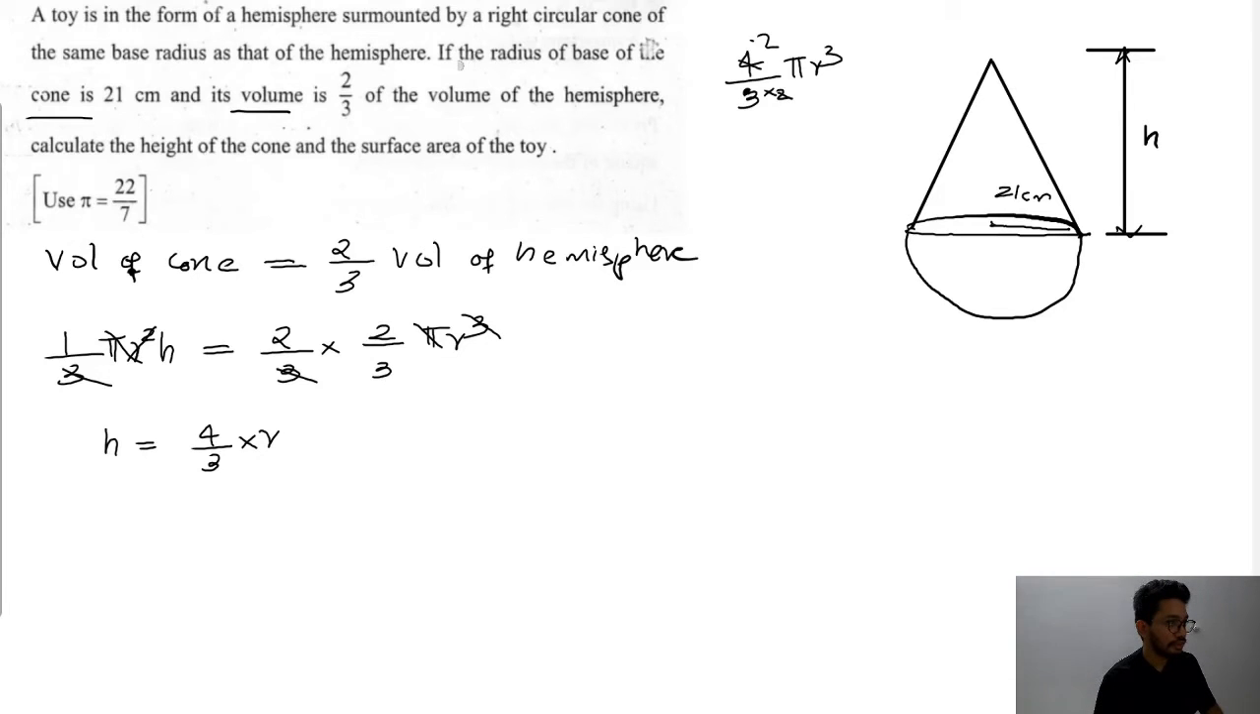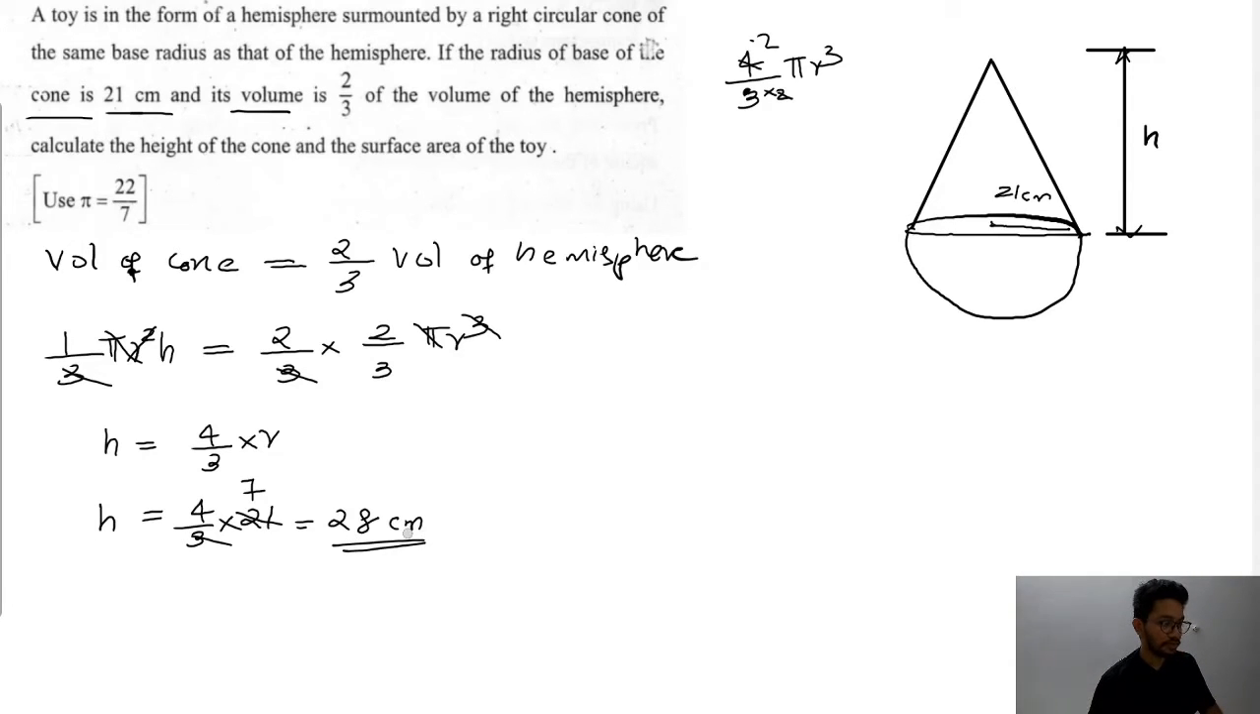We know what r is. In our question they've given the radius, the radius is 21 centimeters. So h is 4 by 3 into 21. The 3 will cancel with 21 leaving 7, and we will get 28 centimeters. The question is in centimeters, so everything will be in centimeters. The height of the cone is 28 centimeters.